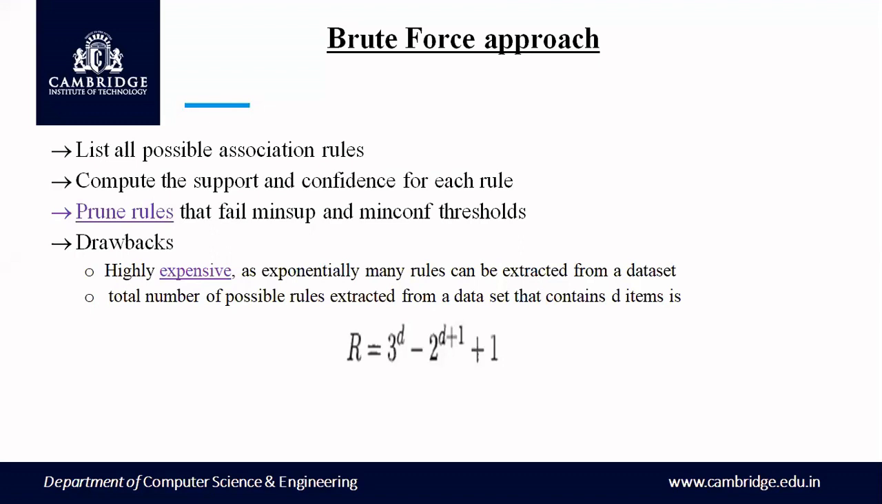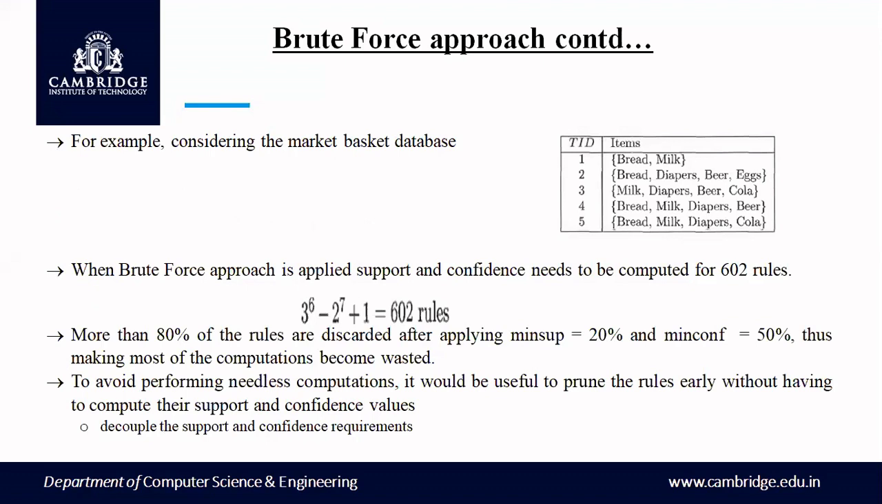The number of possible rules that are extracted from the data set can be represented by this formula: 3 power d minus 2 power d plus 1 plus 1, wherein d is the number of items in the data set. If we consider the same market basket database, the number of items in the domain is 6. So if I apply the formula, we get to know we can generate up to 602 rules.